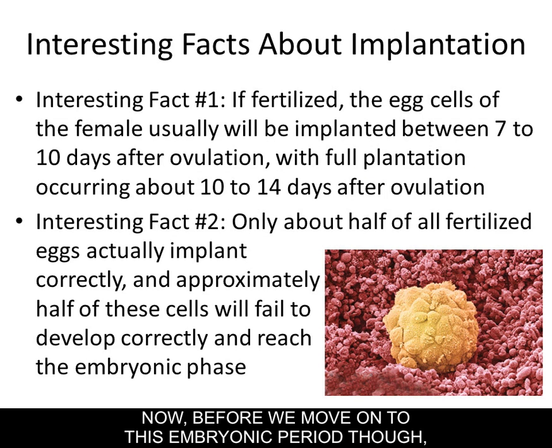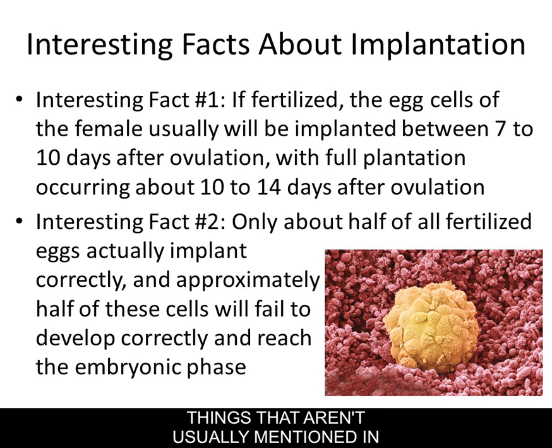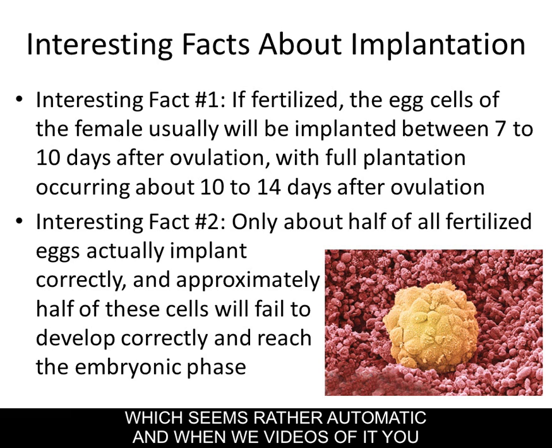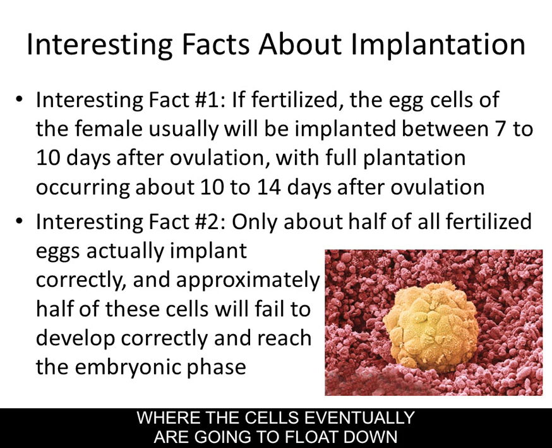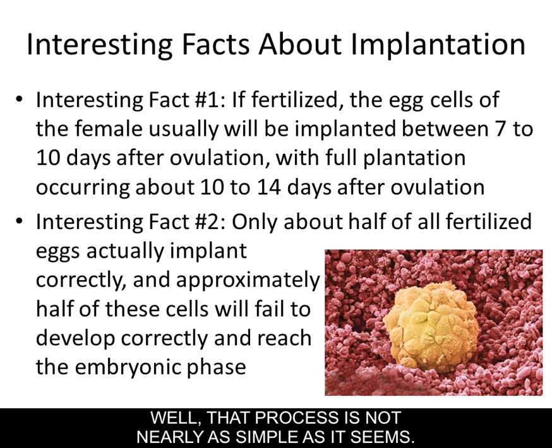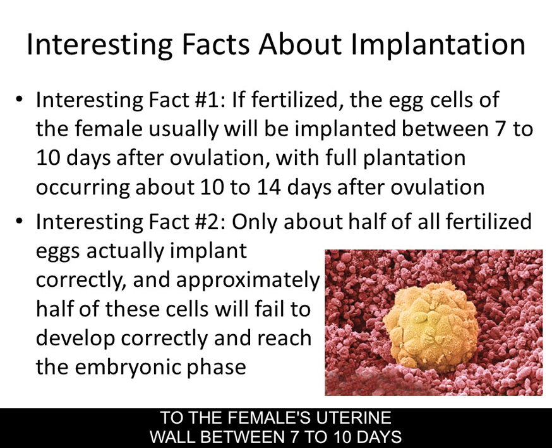Now, before we move on to this embryonic period, though, there are 2 interesting facts that I'd like to point out, things that aren't usually mentioned in the developmental class. One of the interesting facts that your book talks about is that this implantation process seems rather automatic, and when we see videos of it, you see the cell eventually float down and just automatically attach to the uterine wall of the female. Well, that process is not nearly as simple as it seems. In fact, usually the cell first implants or attaches to the female's uterine wall between 7 to 10 days after ovulation.